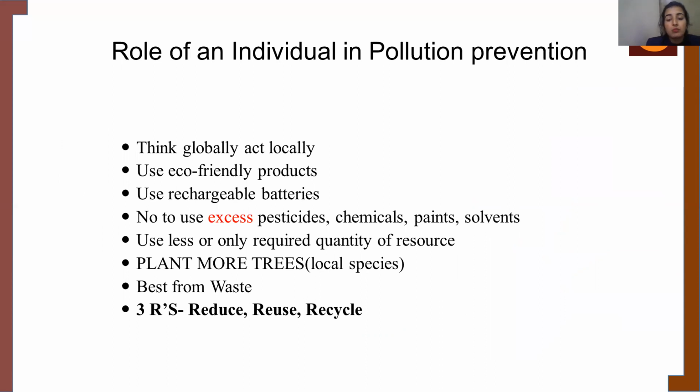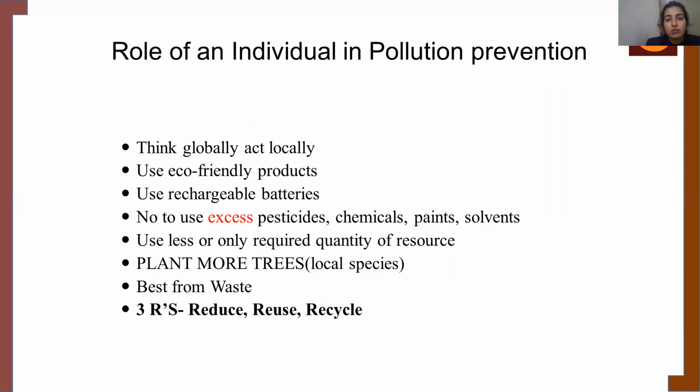Role of an individual in pollution prevention, that is, the role of an individual in reducing the solid waste or whatever waste, so that it reduces pollution. We must think globally and act locally, use eco-friendly products, and use rechargeable batteries. We must say no to the excessive use of pesticides, fertilizers, chemicals, paints, etc. Use less or only required quantities of resources. You shouldn't use them to satisfy one's greed. We must only use according to what is needed.